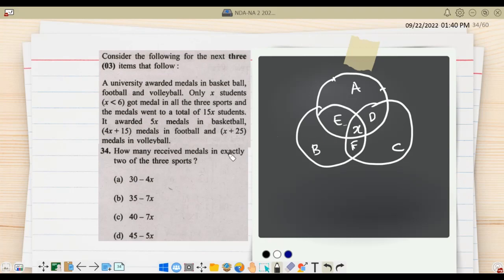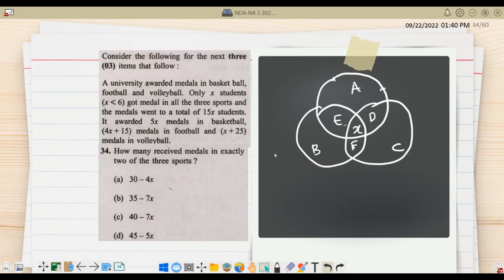So how many received medals in exactly 2 of the 3 sports? So that means we need E plus D plus F. Okay, so we're going to form equations, and then we're going to solve it. We're going to find the individual values. Most probably not, because we need to actually solve the equation and get what D plus E plus F is equal to. Okay, I'm going to write the equations.